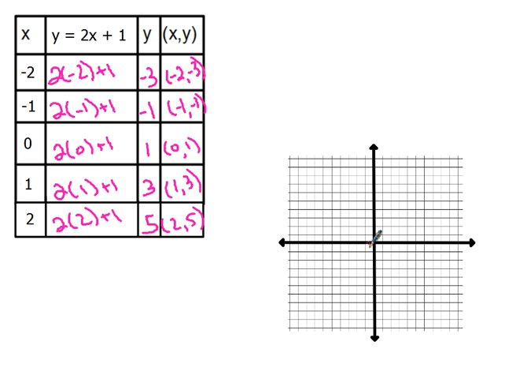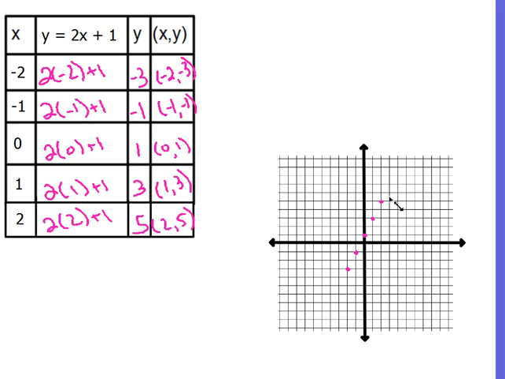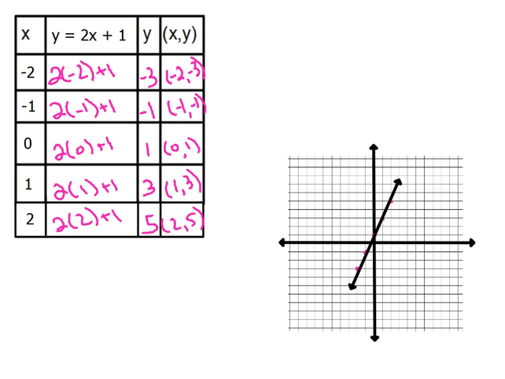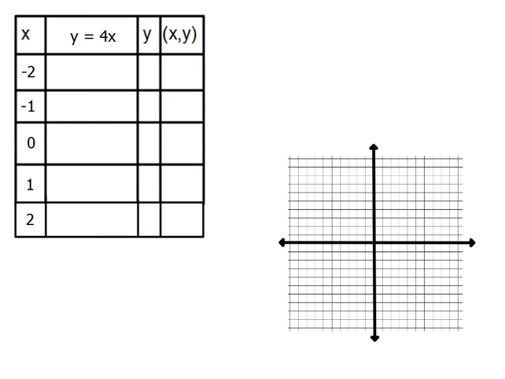Go ahead and plot them. So this is 2 left, 3 down. That's what -2, -3 is. Then -1, -1; 0, 1; 1, 3; and 2, 5. Then we're just going to draw our line and go through all our points, and I have my line. Go ahead and try this one by yourself. When you're ready, come back and we'll check it and see how you did.